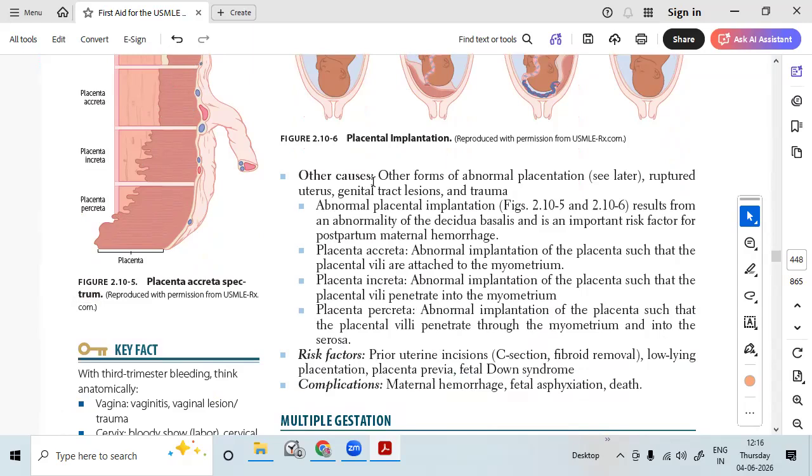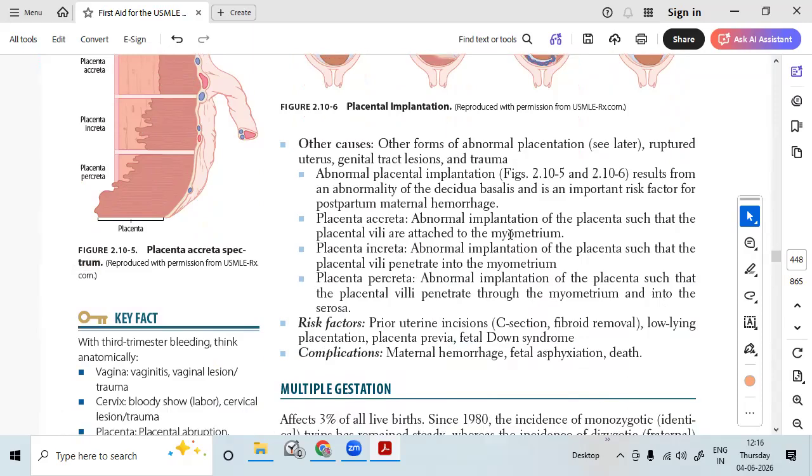What are the other causes, other forms of abnormal placentation: ruptured uterus, genital tract lesions, and trauma? Abnormal placental implantation results from an abnormality of the decidua basalis, and it is an important risk factor for postpartum maternal hemorrhage.